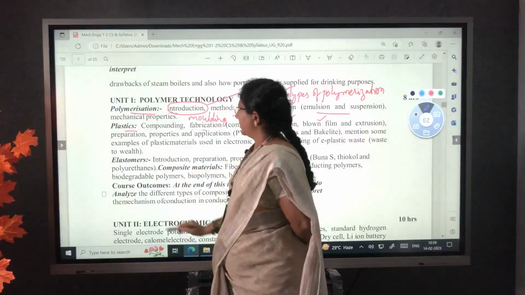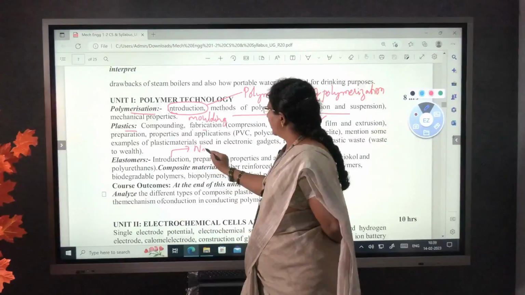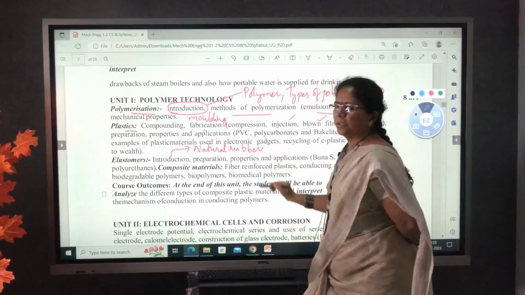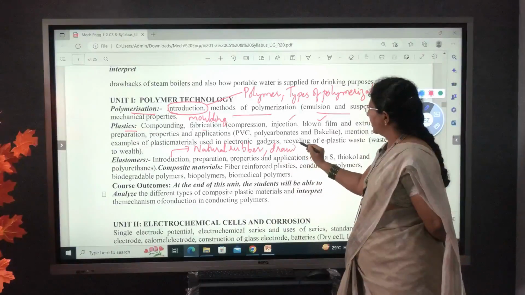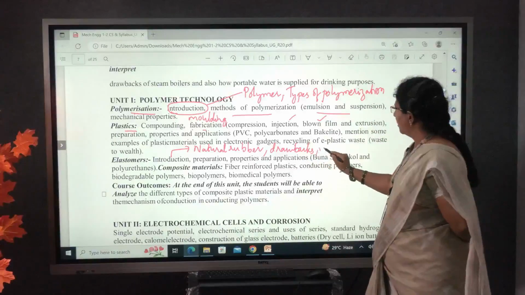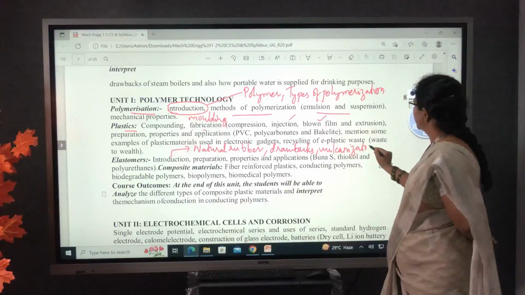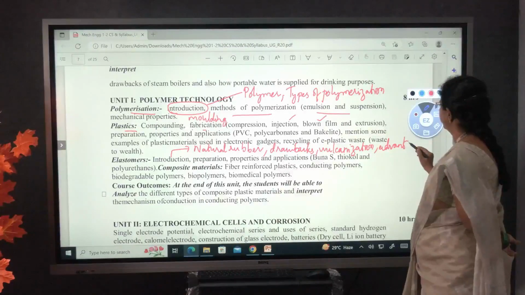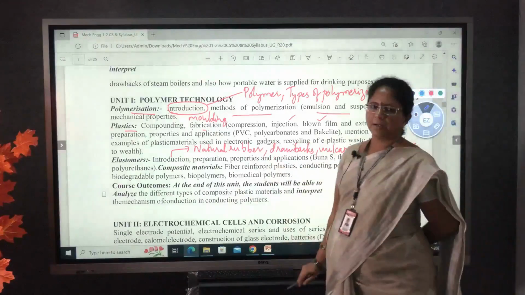Next one, elastomers. Coming to the introduction of elastomers, here we will discuss natural rubber and the basic unit in natural rubber. Next we will discuss drawbacks of natural rubber. Next we will discuss vulcanized rubber or vulcanization. And next we will discuss the advantages of vulcanized rubber. So all these 4 we will discuss in the introduction part.